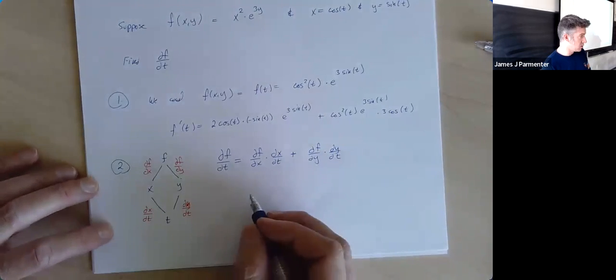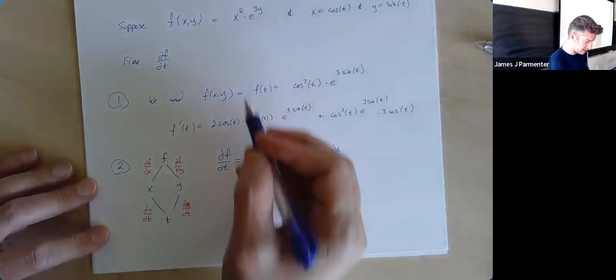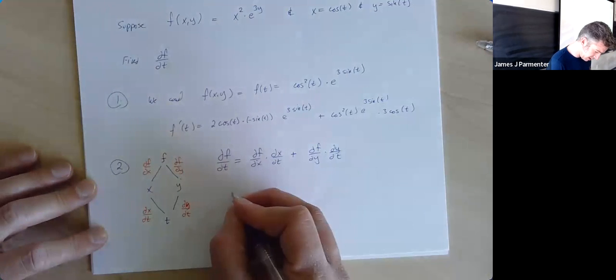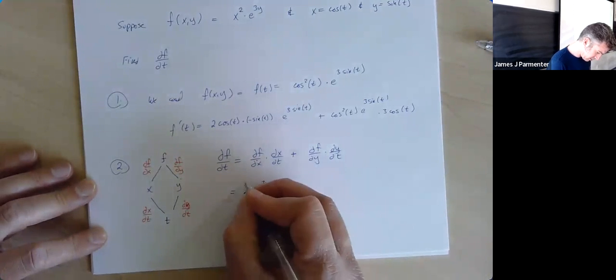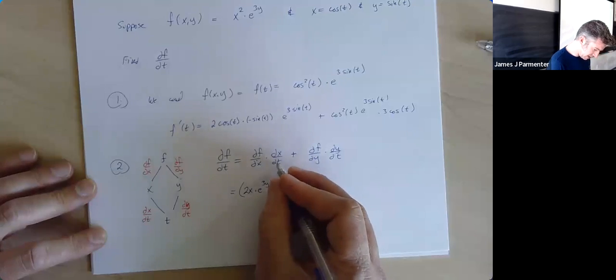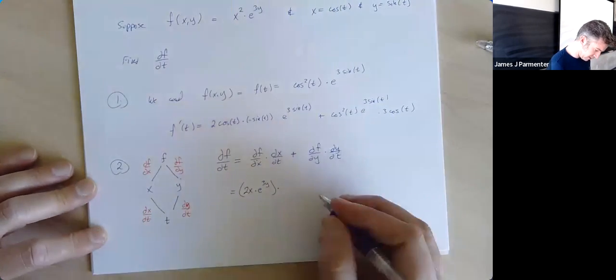And then we just start taking derivatives. So del f del x, I look back at the original expression, and that's going to be 2x times e to the 3y. And then dx dt is still negative sine of t.